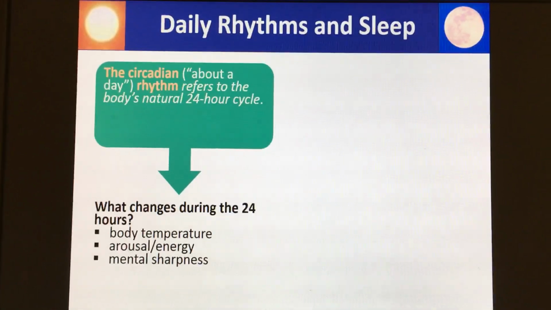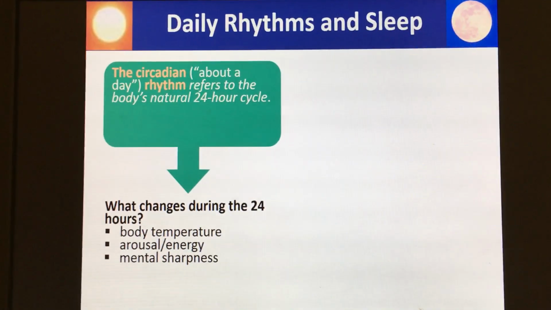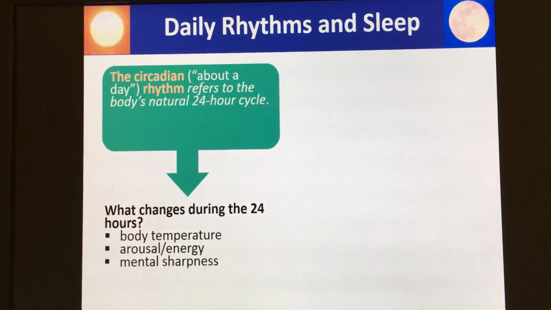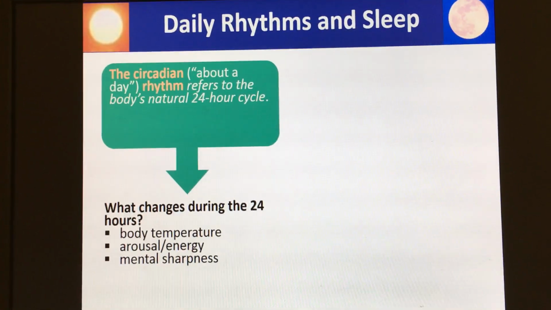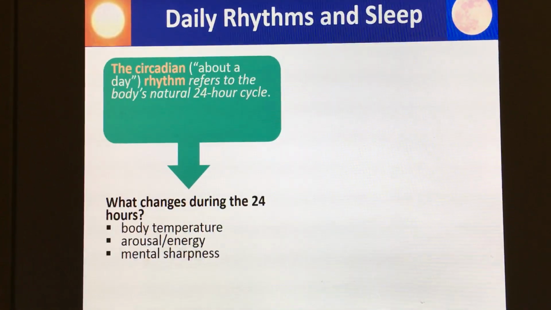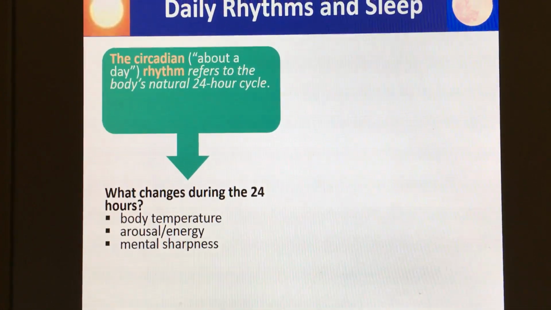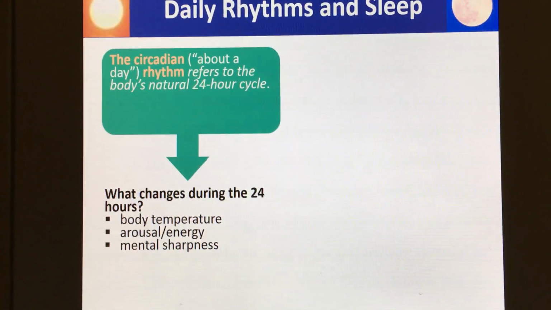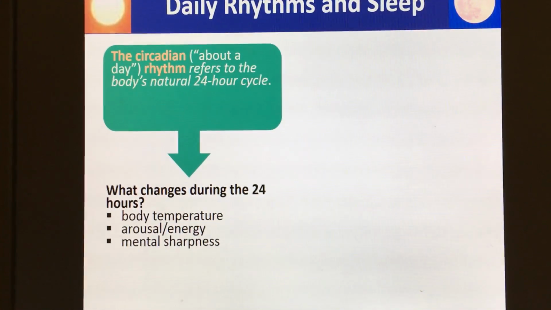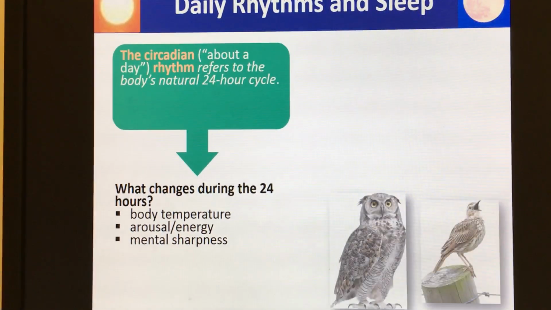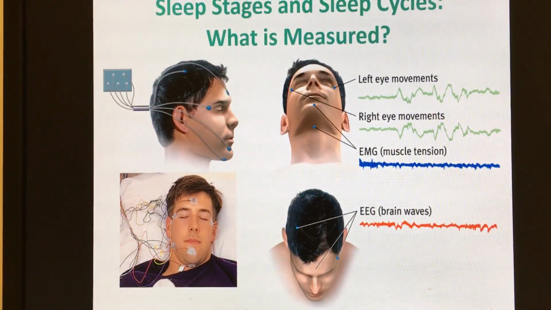And this is a cycle that repeats itself every 24 hours and that we all are very familiar with. And when it comes to sleep hygiene, it's very important to be mindful of these particular changes so that we can develop a routine of sleep and rest that is most conducive to a sufficient amount of sleep and rest. Okay? So how do we measure sleep?